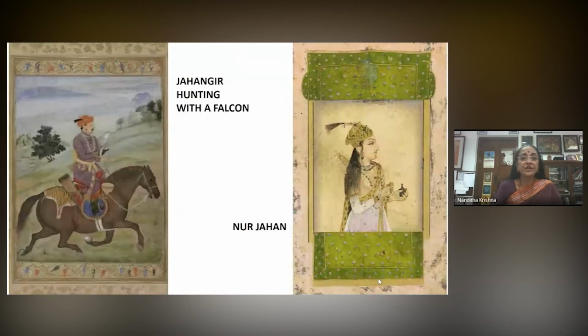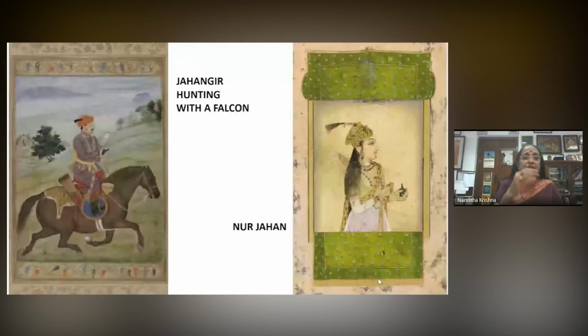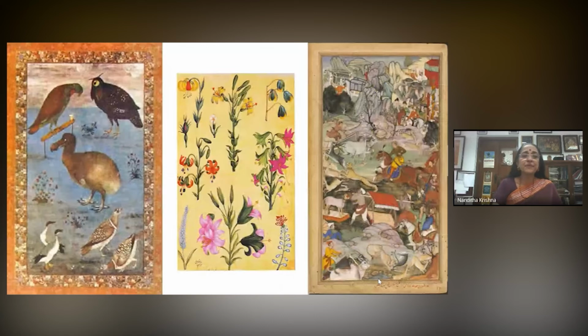Now here's Jahangir. The previous one was Jahangir himself. This is Jahangir hunting with the falcon. And I want you to see the border over here. How elaborate, how beautifully it's done. Noor Jahan. And this picture is a study of different birds.